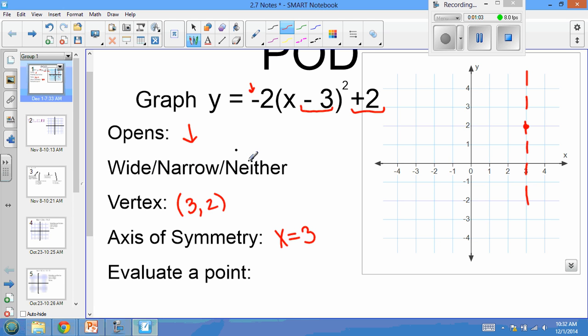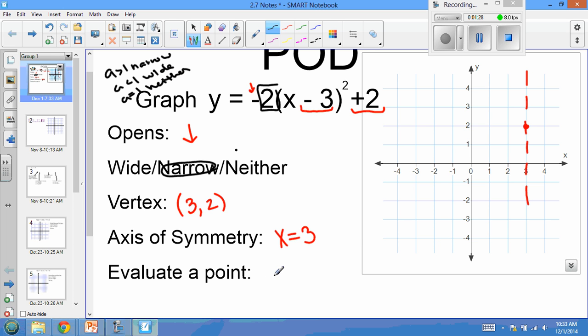Okay, my y narrower neither. Remember, we're looking at your value of a. Not the sign, just the number. So if I have a positive 2, then I should be narrow because that is greater than 1. If it was greater than 1, it was narrow. If it was less than 1, it was wide. And if it was equal to 1, it was neither.